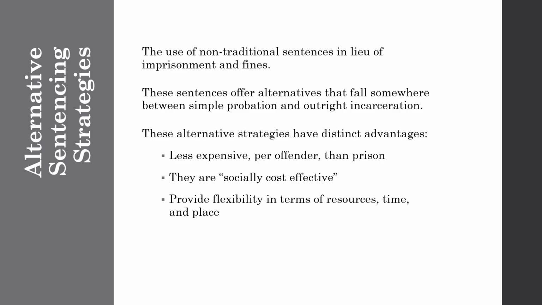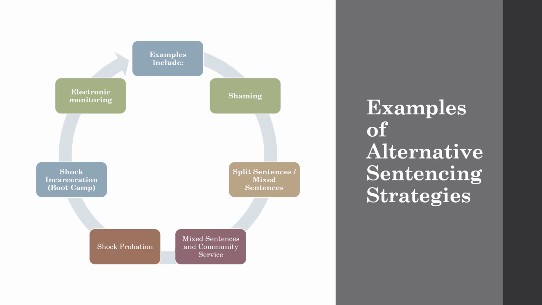They're advantageous in a few ways. They're less expensive per offender than prison. They're socially cost effective, meaning that we're using resources in the community while maintaining control over the offender. And they really provide flexibility in terms of resources, time, and place. Okay, so let's look at some examples of alternative sentencing strategies.